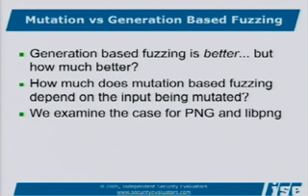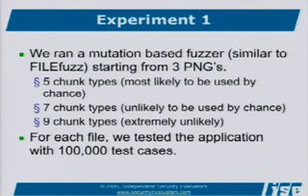And now I want to see how much better generation-based is than mutation-based. So smart versus dumb. I ran 3 experiments. One was to measure the dumb fuzzing. I started with 3 different files. One that had 5 chunks, which is what you would typically find if you just randomly pick one. One that had 7, which you'd have to be pretty lucky to find, and then the one that had 9. For that one you'd have to play the lottery to win.